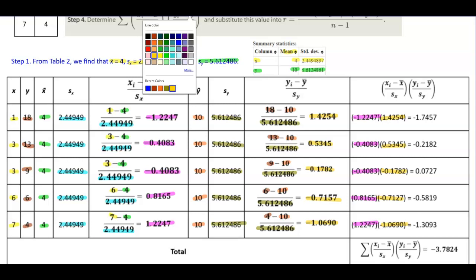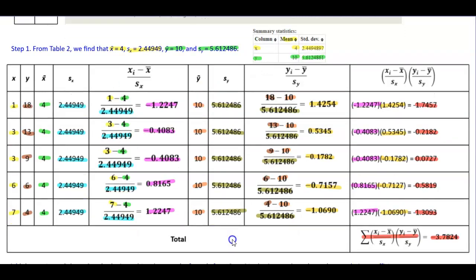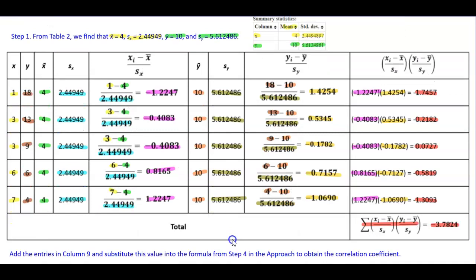Then we want to find the total. Okay, so the total is to add these all up. So we're going to add this with this number, and this number with this number, and this number, to get a total of negative 3.7824.